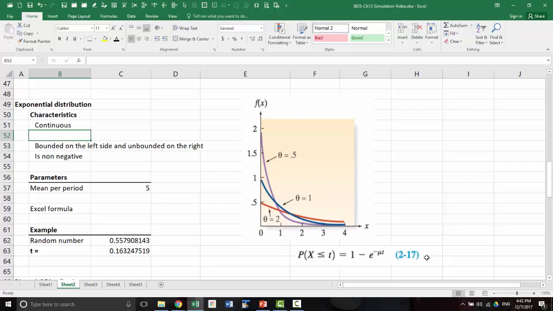Suppose on the average you get 5 customers in 1 hour, for example. So mean per 1 hour is 5 customers. Then based on that average, we want to generate customer times, the next customer time, the next customer time, and so on.